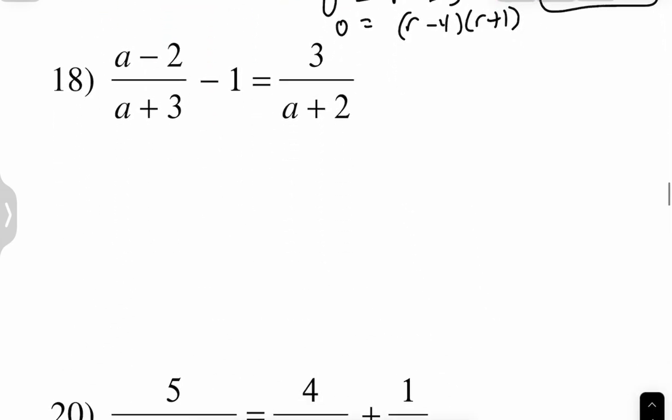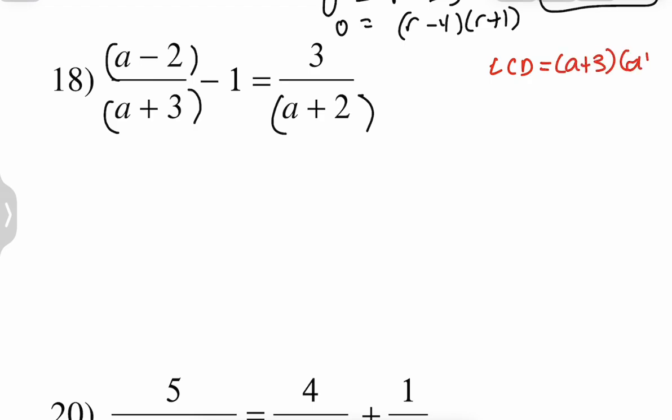Okay, 2 more to go. Let's look at 18. Let's surround everything with parentheses. I kind of got carried away with my parentheses. Our denominators are a plus 3 and a plus 2. So our least common denominator has to include a plus 3 and a plus 2. So a can't equal negative 3 or negative 2. Negative 3 and negative 2 both make that equation not work.